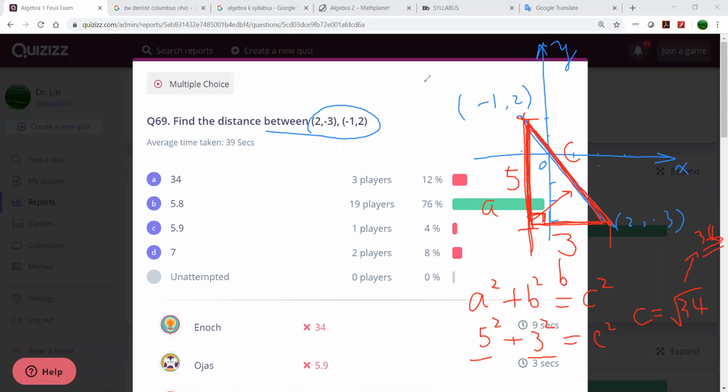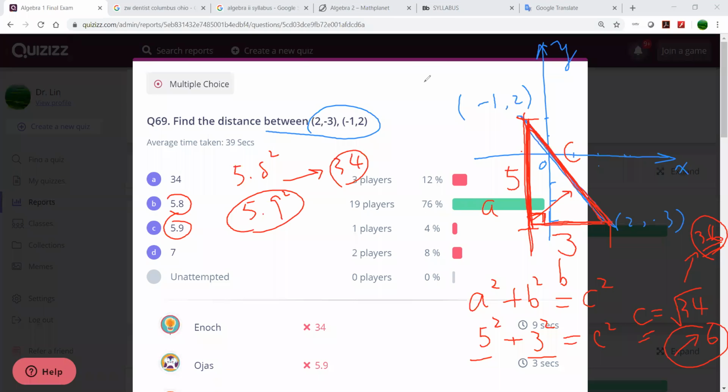This one is close to 36, right? Close to 36. So the c number should be close to 6. C should be close to 6. So which number? Is this one or this one? You need to double check this one. 5.8 squared and 5.9 squared. Which one is closer to 34, right? I believe it's this one or this one.